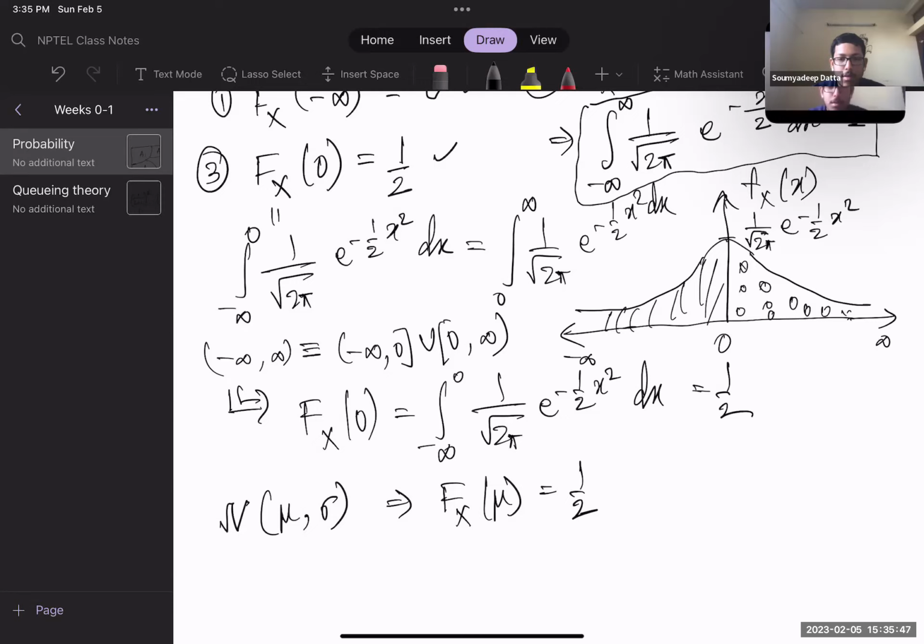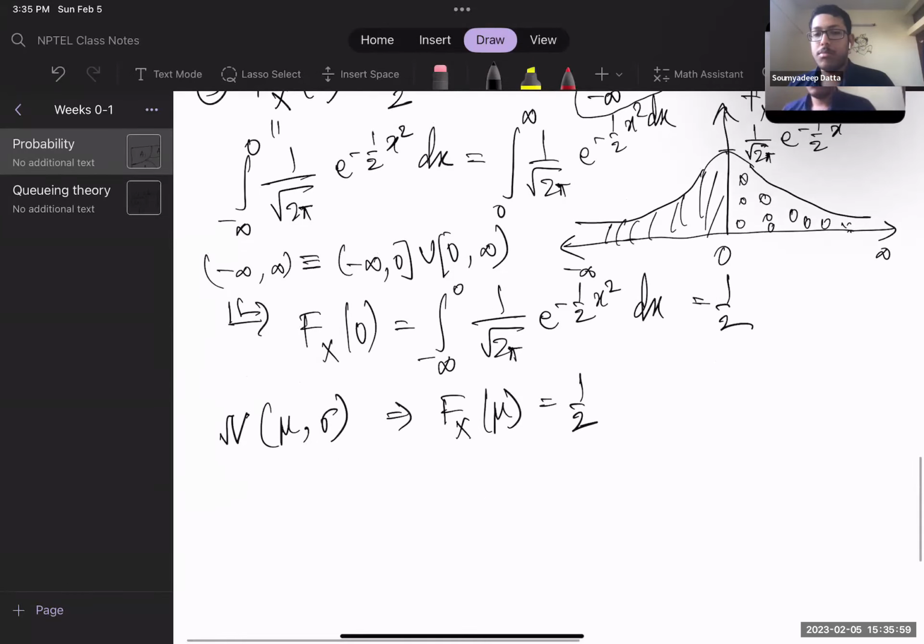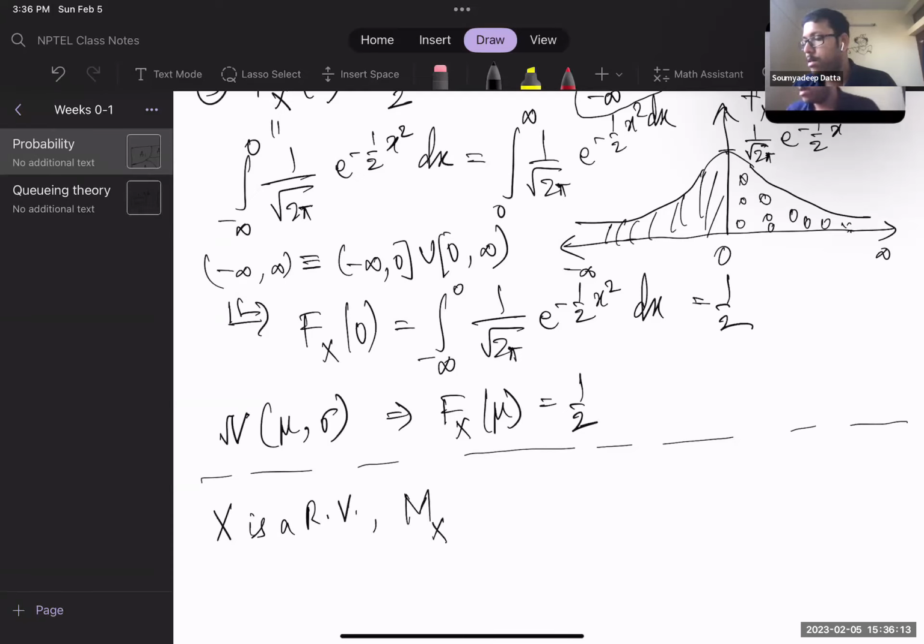So let's also deal with another important function, which is the moment generating function, right? Let's say you have a random variable X. The moment generating function, MGF, is denoted as M_X(t) equal to the expectation of e to the power tX, right?